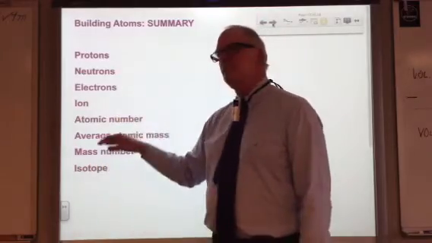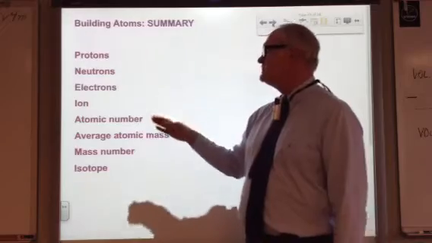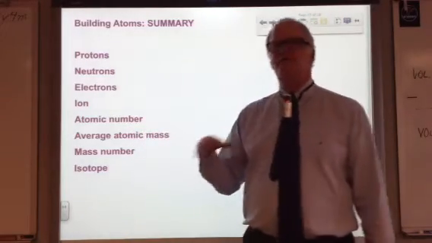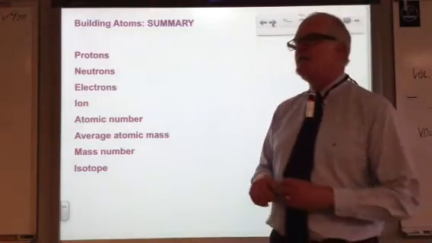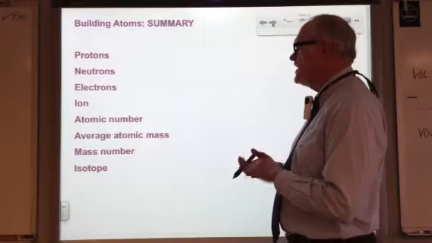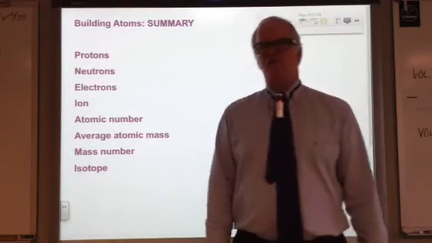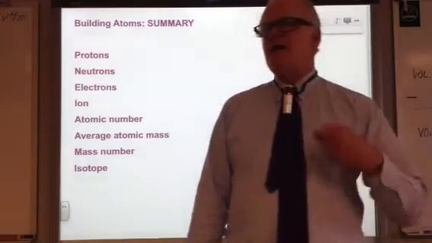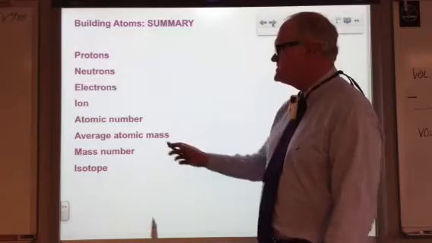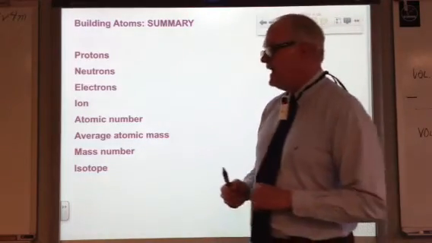The atomic number, something found on the periodic table, tells us about the number of protons in an atom. The average atomic mass of an atom is also located on the periodic table. That tells us approximately the number of protons plus neutrons. The mass number is a number that we might be able to get for a specific atom, one specific atom, which tells us the exact number of protons and neutrons in that atom.